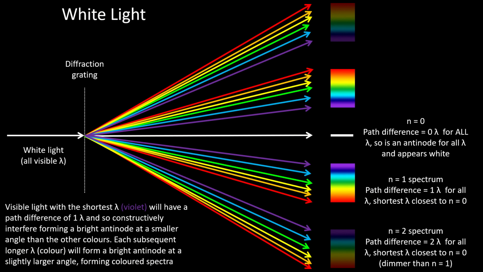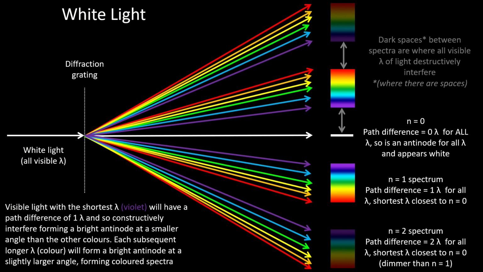When you get out to n equals 2, the path difference is two wavelengths for all wavelengths. Again, the shortest wavelength will be closest to n equals 0, and the second one will be dimmer than the n equals 1 spectrum. And again, I've just shown n equals 1 and n equals 2, but there could be more. Okay. Again, as before, where there are dark spaces, I'm going to come back to that in a minute.